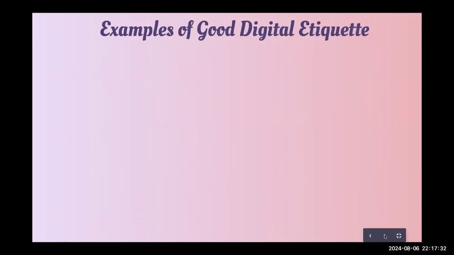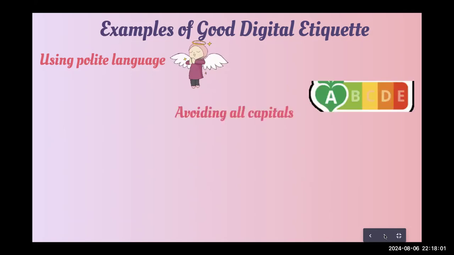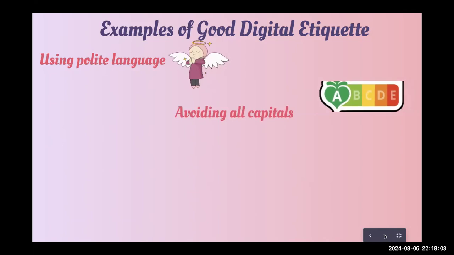Now, these are the examples of good digital etiquette. When we are interacting with people online, we have to use polite language, whether we are speaking or writing something. Both spoken and written language has to be polite. Please, thank you, etc. should be used when we are interacting with people online.